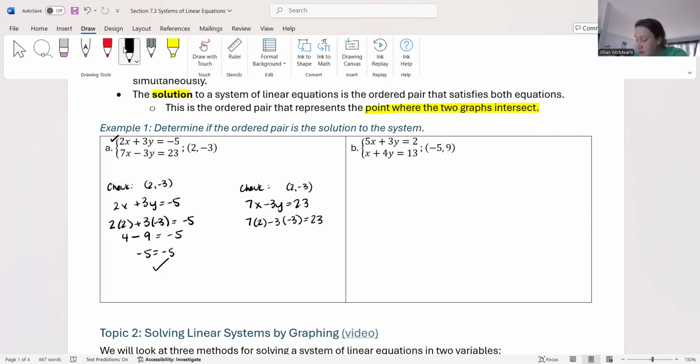Well, let's see here. 7 times 2 is 14. -3 times -3 is 9. So I'm going to write that as plus 9 equals 23. And 14 plus 9 is 23, which does equal 23. We get a true statement. This ordered pair satisfies both equations, meaning when we plug this ordered pair into both of those equations, we are left with a true statement. So we would say, yes, this is the solution.